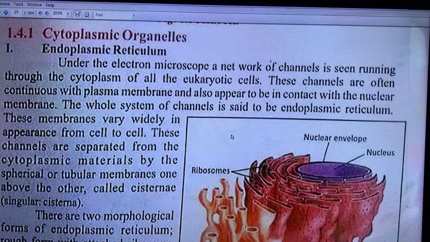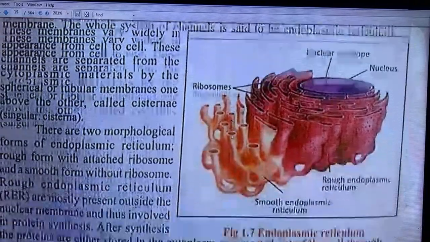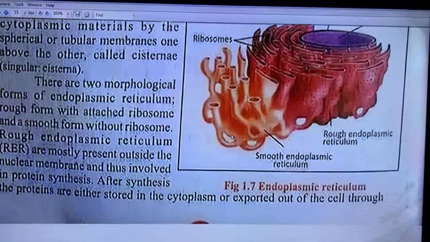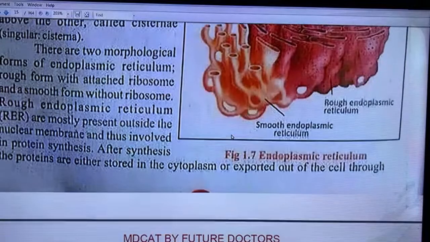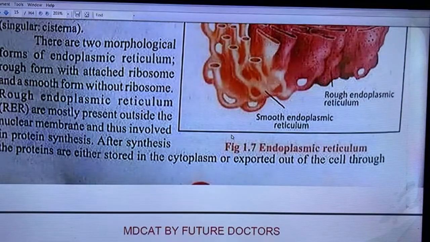These membranes vary widely in appearance from cell to cell. These channels are separated from the cytoplasmic materials by spherical or tubular membranes, one above the other, called cisternae. There are two morphological forms of endoplasmic reticulum: a rough form with attached ribosomes and a smooth form without ribosomes.